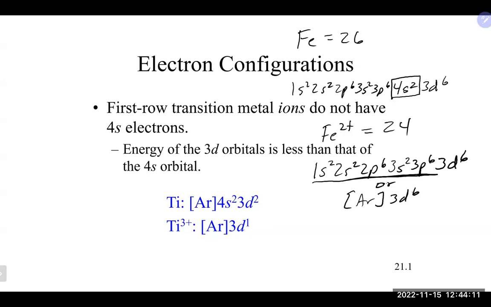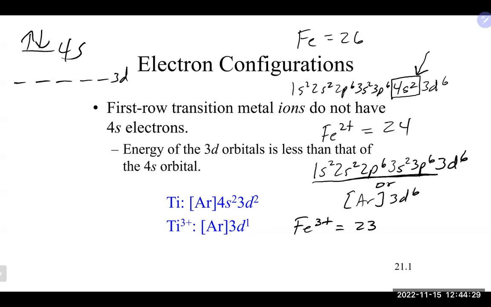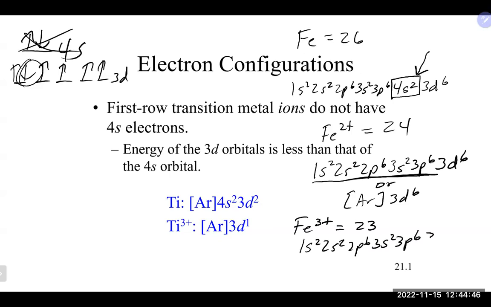Now, when we go into iron with a +3 charge, it loses 1 more electron. That is 23. So once again, it will lose those 2 electrons up here in our 4s, and at this point, once those are gone, it will then come into the d and take out an electron there, and you'll end up with 1s2, 2s2, 2p6, 3s2, 3p6, 3d5 in this case, or argon 3d5.